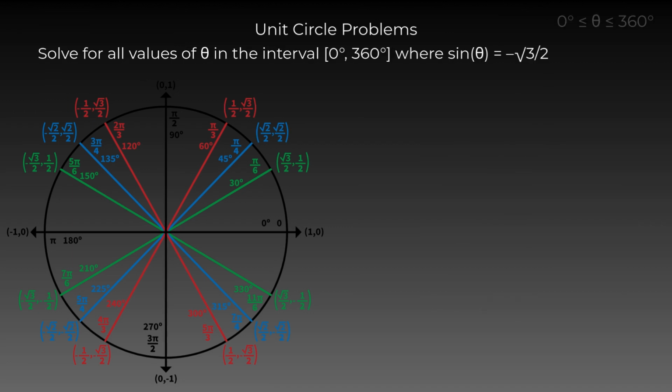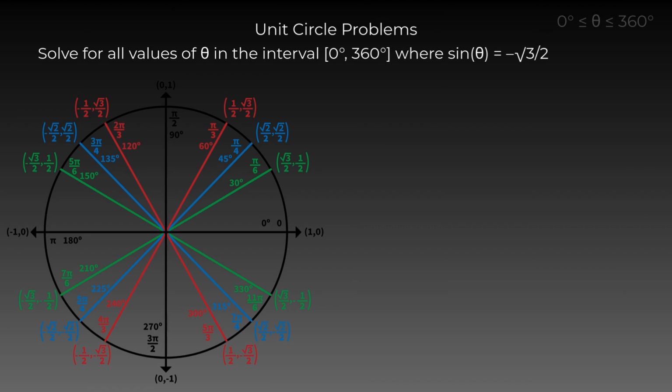Example 5. Solve for all values of theta in the interval from 0 degrees to 360 degrees, where sine of theta equals negative square root of 3 over 2. Solution. Sine is negative in quadrants 3 and 4, so we know our answers must be in these two quadrants. To find the reference angle, we ignore the negative sign and look at the positive value.